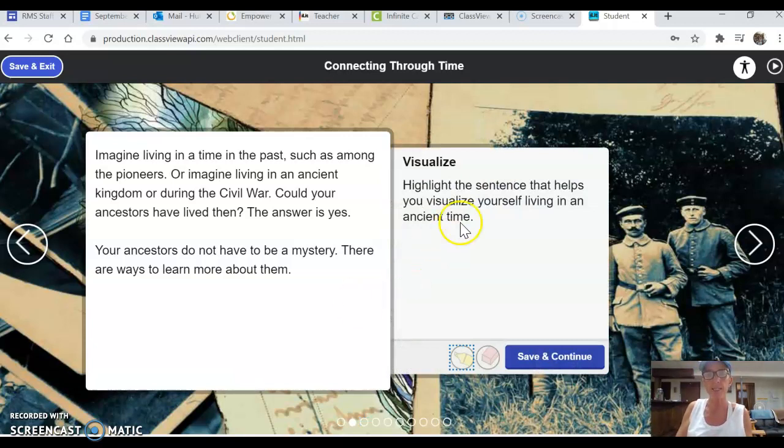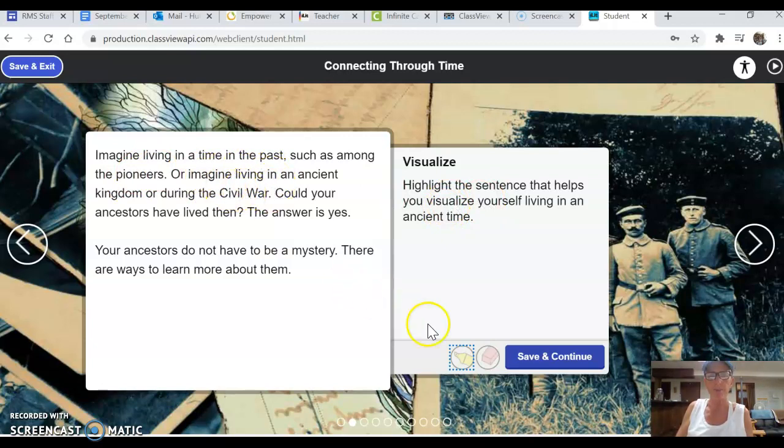It says, highlight the sentence that helps you visualize yourself living in an ancient time. Now here, if you need to translate the question, please go ahead and do that. That's a good idea so you understand what it's asking you. So here I need to marca texto. I need to highlight a sentence that helps me visualize myself living in an ancient time. Imagine, visualize. Oh, look, imagine living in the past, or imagine living in an ancient kingdom.